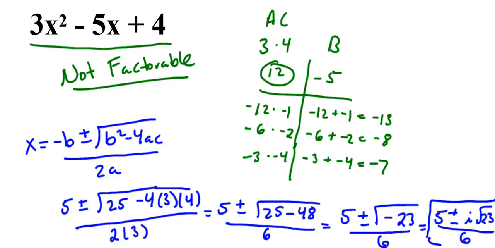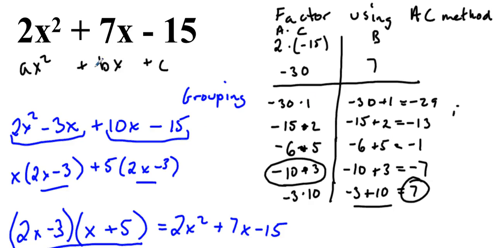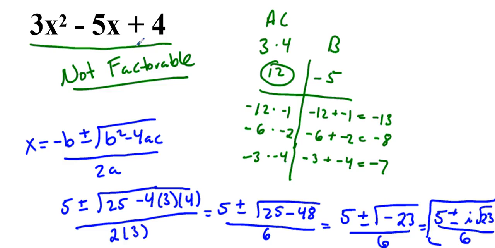All right. Well, we went through two different examples of how the AC method can help us find the factoring of a trinomial, and also how we can use the AC method to identify when it is not factorable.